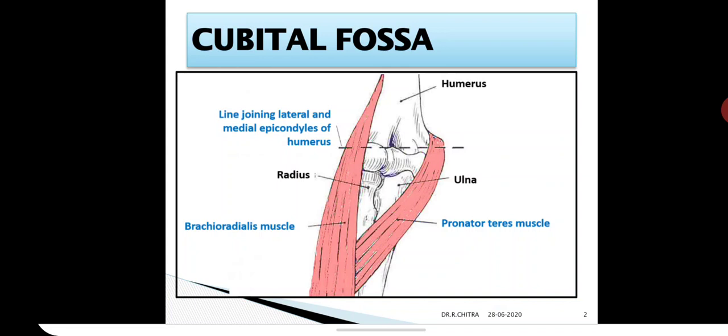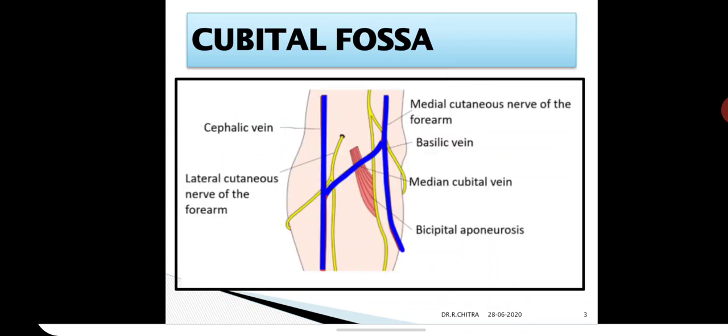Medially, the lateral border of pronator teres and laterally, the medial border of brachioradialis muscle. Apex is the meeting point of the two muscles and base is the line joining the medial and lateral epicondyles of the humerus. Okay, tell the roof and floor of the cubital fossa.